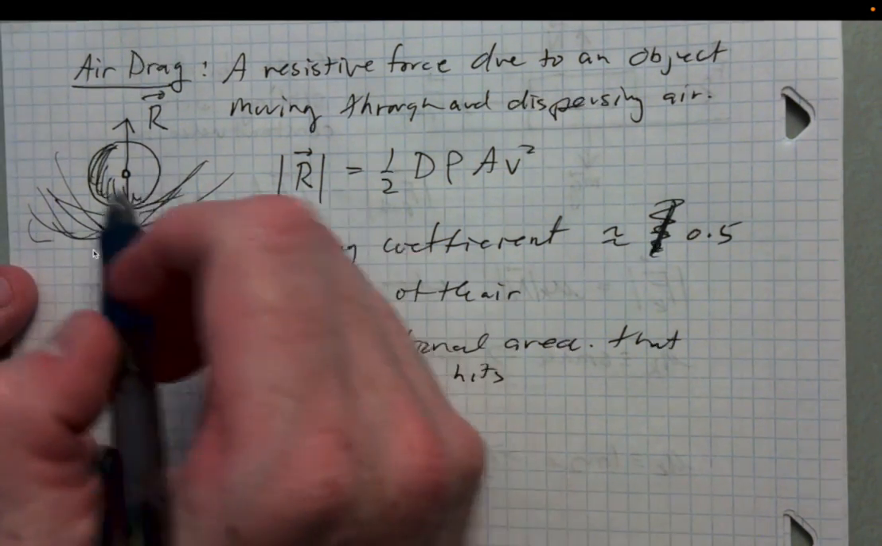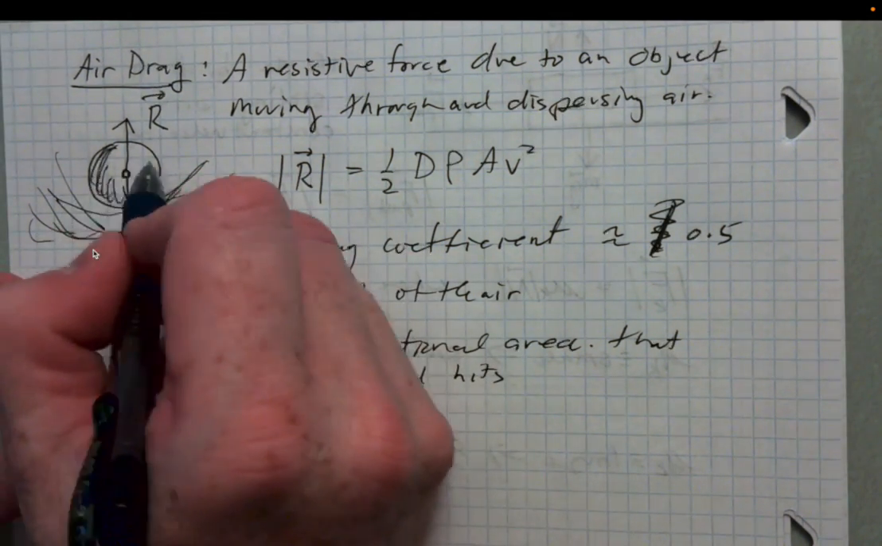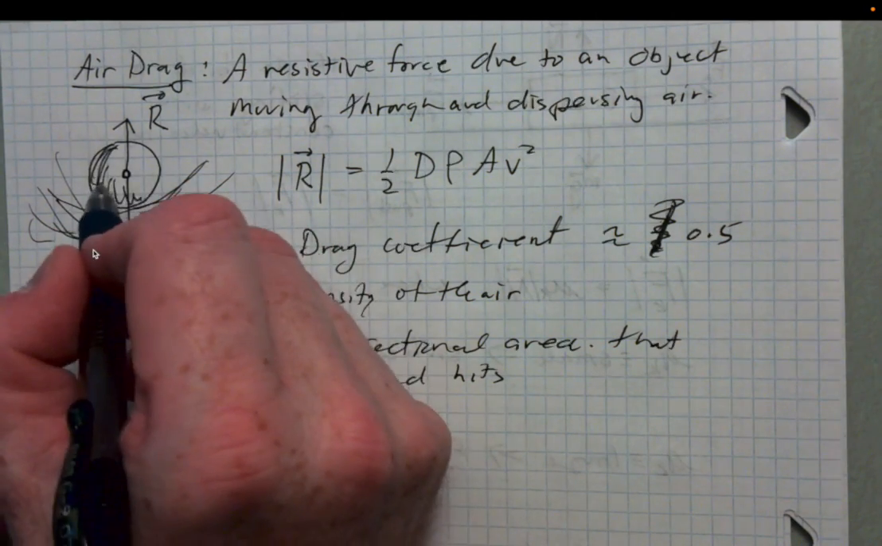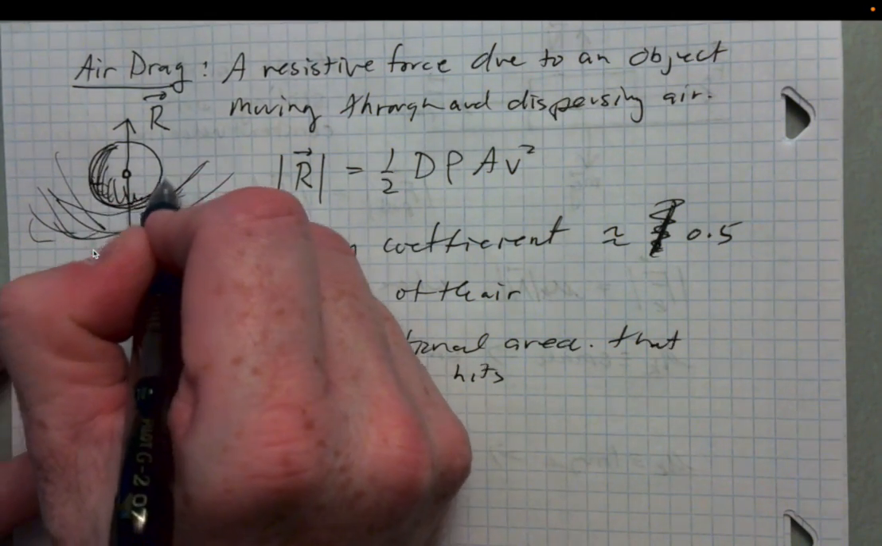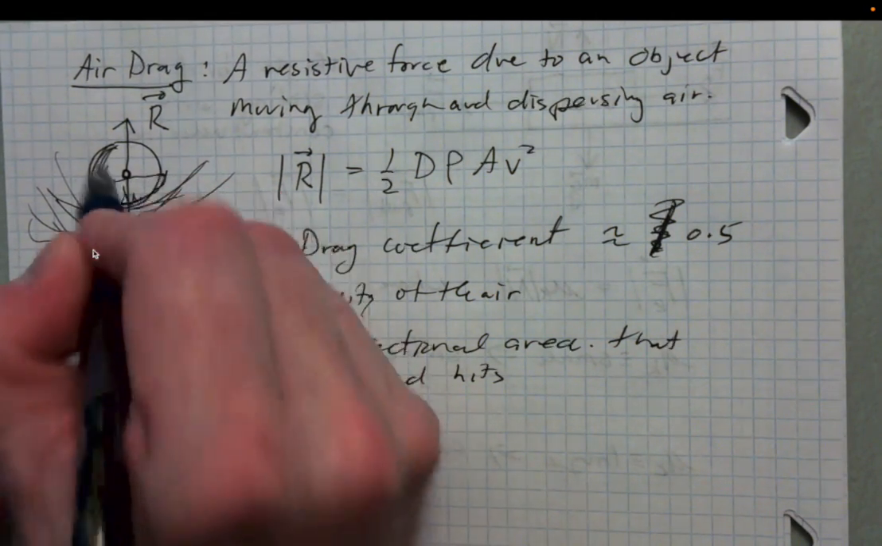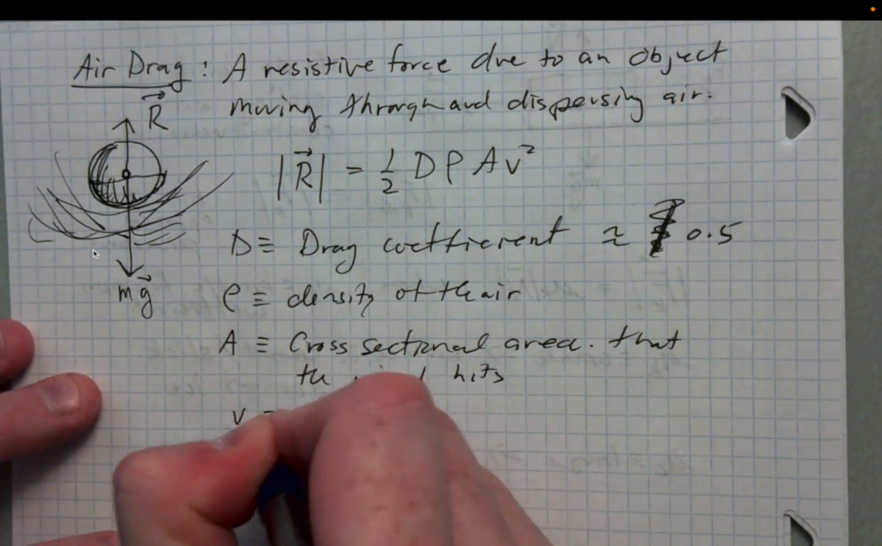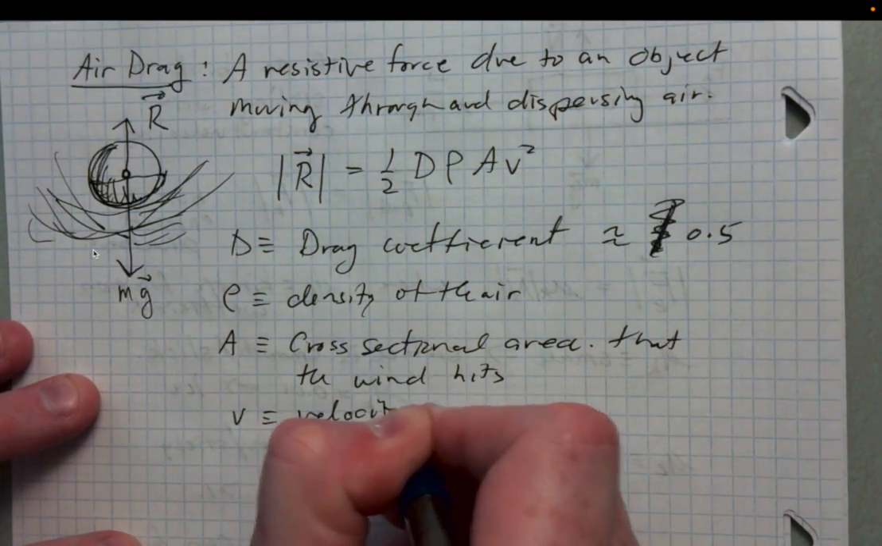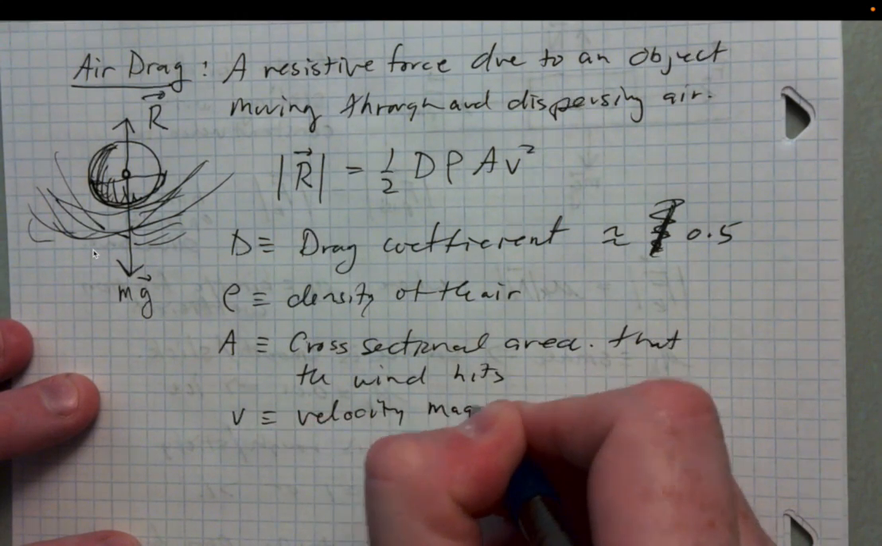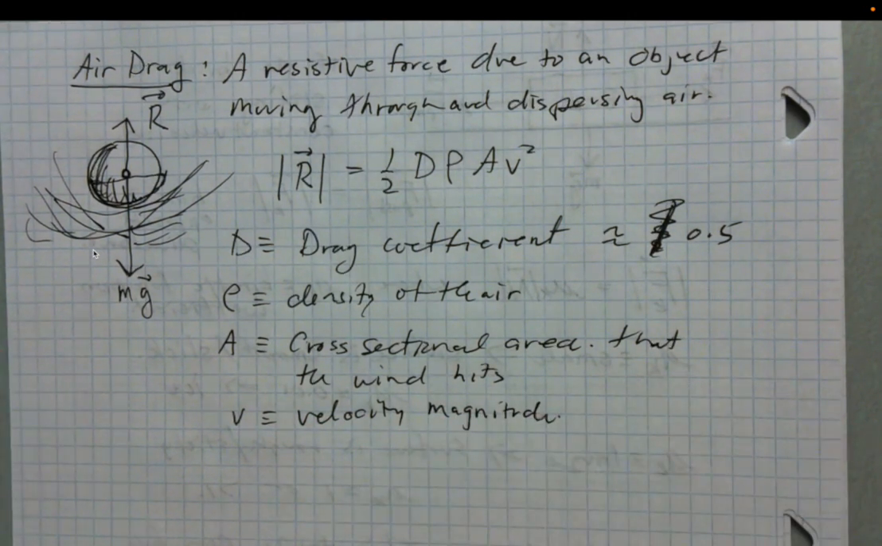Like in the case of the ball here, the fact that there's a backside to this ball doesn't matter in terms of drag, just the front side here. So this piece here is important in the drag equation. And then V is the velocity, and it's a magnitude, as you can see here. So the speed of the object matters. The faster you go, the more air drag you get.